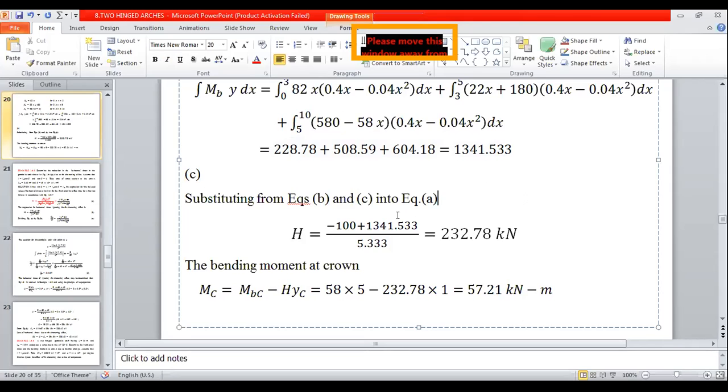So after getting the H value, what is he asking? What is the bending moment at the crown? He is asking the bending moment at the crown, the center point. So taking moment about that point, M_C is equal to M_BC minus H y_C. So 58 and R_A into 5 minus H y. Why am I taking the right side? Because I am eliminating the 80 kN and 60 kN. Okay, I am considering the right part.